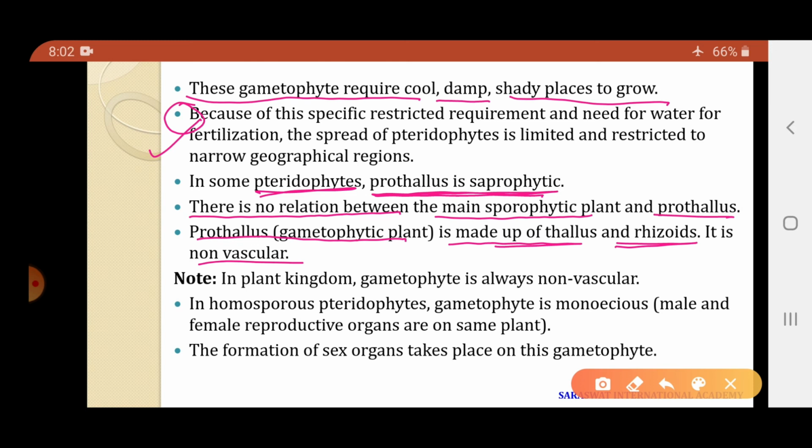Very, very important students. In plant kingdom gametophyte is always non-vascular. पूरे ब्रायोफाइट्स की बात करें, टेरिडोफाइट्स की बात करें, आगे आप जिम्नोस्पर्म स्टडी करोगे, एंजियोस्पर्म स्टडी करोगे, always gametophyte will be non-vascular. उसके पास कभी भी कंडक्टिंग टिश्यूज होंगे नहीं.